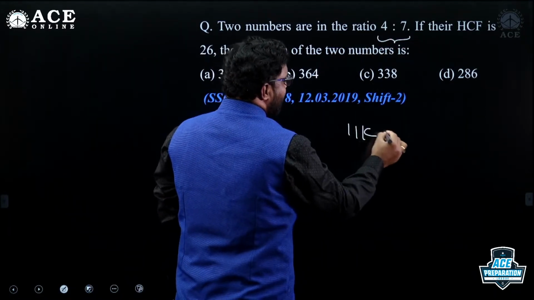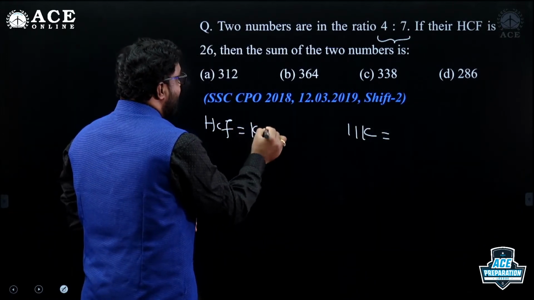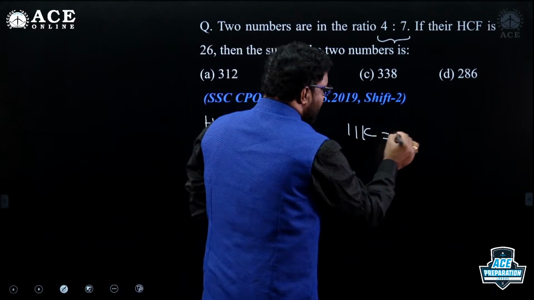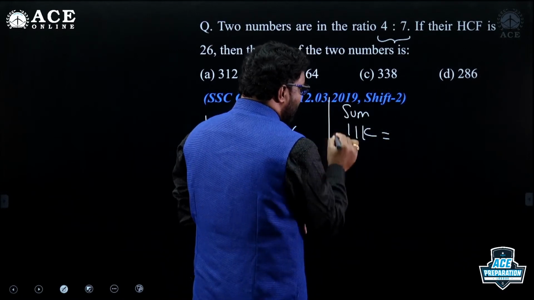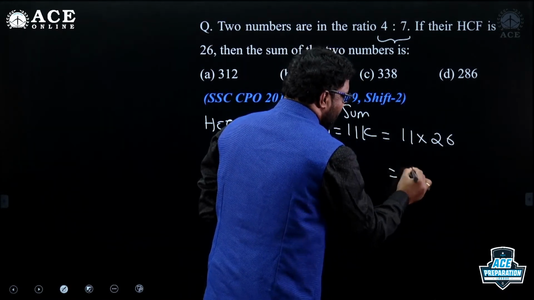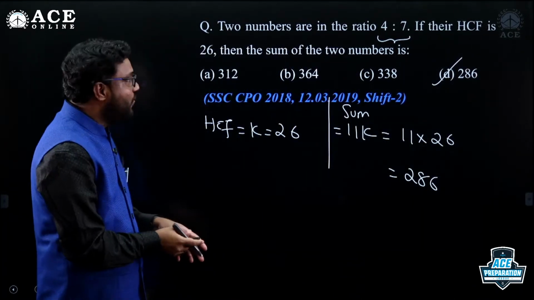11k. K is already given. That k is nothing but HCF. Okay, that common factor HCF is given. So it should be 11 into 26. Right, so they're asking sum, which is nothing but 11k, my dear friends. We already given you how to handle this 11 multiple. Right, so option D, check it out once.